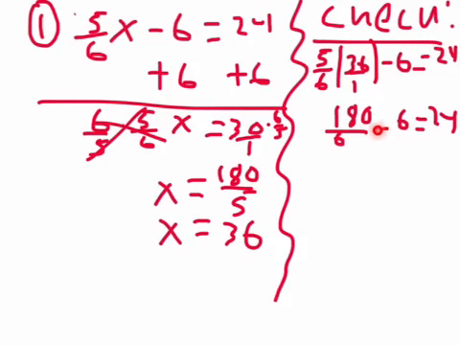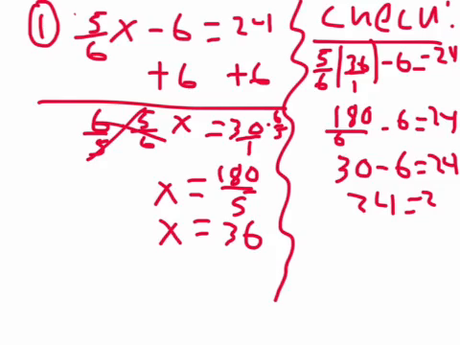Now I want to go ahead and actually do this. 180 over 6 minus 6. And first, actually, 180 can be reduced down. 180 divided by 6 is 30. So 30 minus 6 should equal 24. And you're all proficient subtractors. 30 minus 6 is definitely 24, equals 24. So it worked that way.